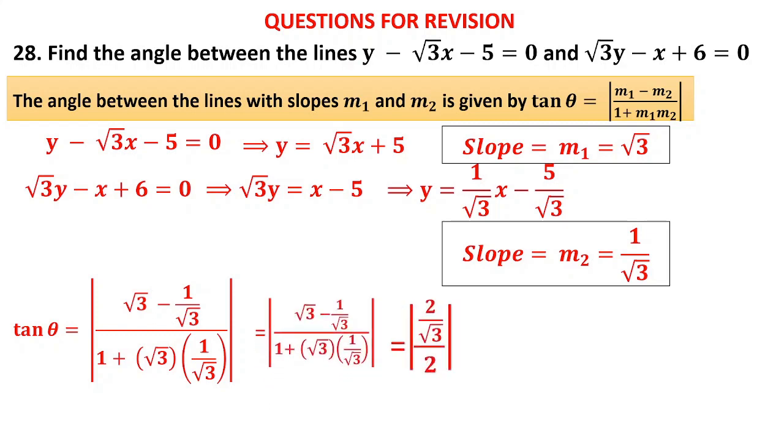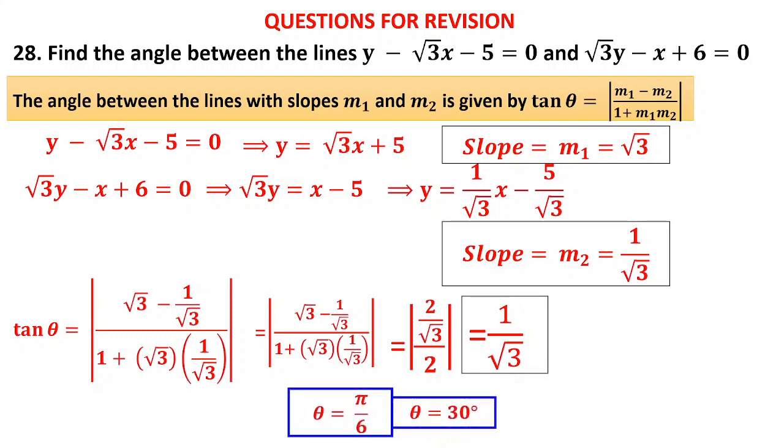You can take LCM. Numerator will become 2 by root 3 and denominator will become 2 now. I have taken the LCM. It will become 3 minus 1 divided by root 3. Now the answer is 1 by root 3. What will happen when tan theta is 1 by root 3? Theta is pi by 6 or 30 degrees.